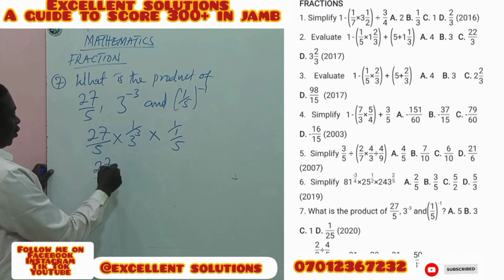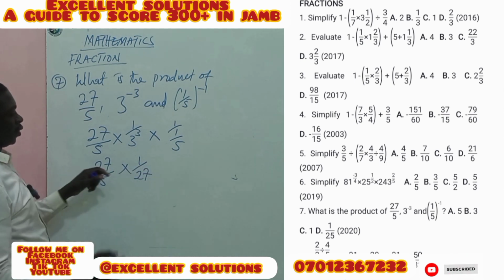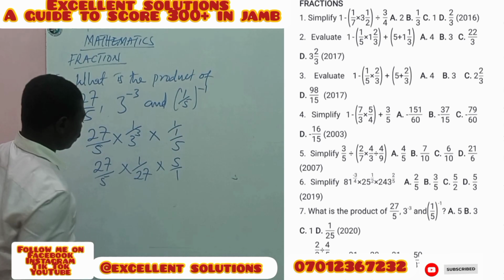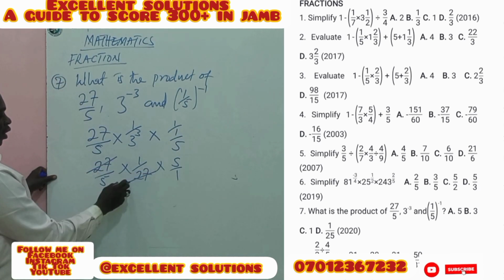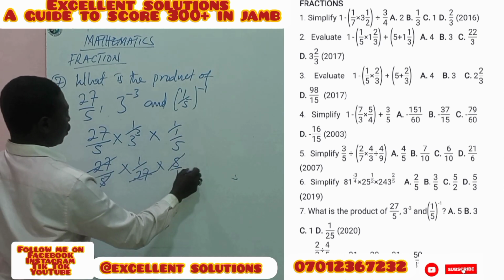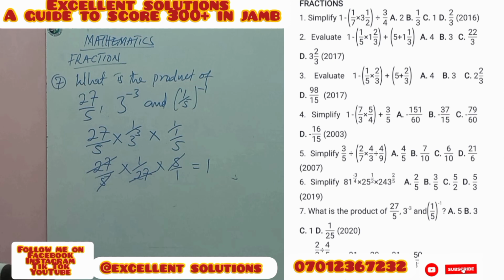So this now becomes 27 upon 5. So this 27 we can say also multiply by 1 upon 27. Then times, this one we take reciprocal, 5 upon 1. So 27 cancel 27, 5 cancel 5. We are left with 1 upon 1, which is equal to 1. And if we look at our options, we have option C, which is 1, and the answer is C.